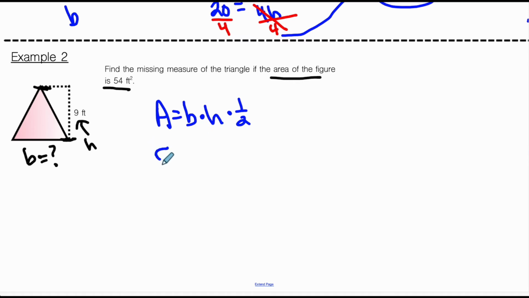The area is 54. The base is unknown, but I know the height. The height is 9. Similar to the last problem, I rearranged. I've put the numbers together, because when you're multiplying, you can put numbers right next to one another and change the order. It doesn't affect the problem. And 9 times 1/2, or half of 9, you can sit and do the work if you want. I'll just tell you that it is equal to 4.5.